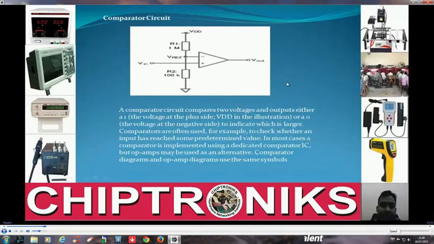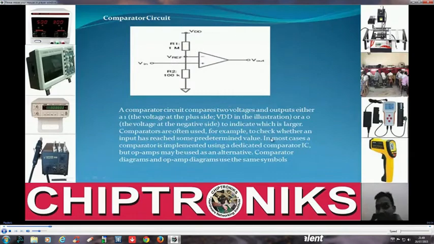Comparator circuit. Comparator is one special case of operational amplifier, and what it does is it outputs either 1 or 0. If the voltage applied at plus, that is V in, is greater than V reference, then it will drive out 1, and if it's less than V reference, then it will drive out 0. So what is the purpose of this comparator circuit?